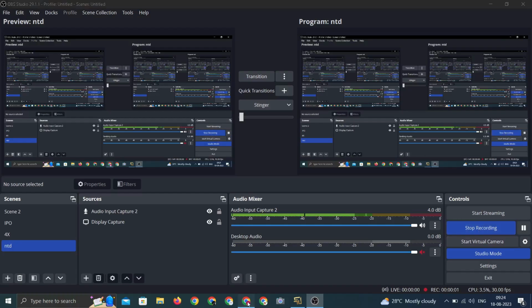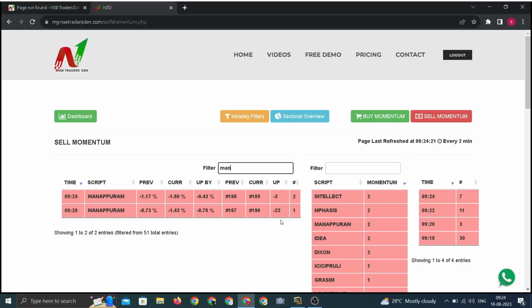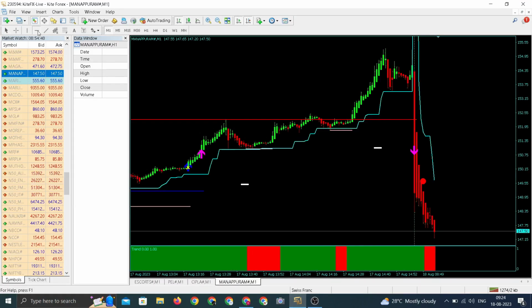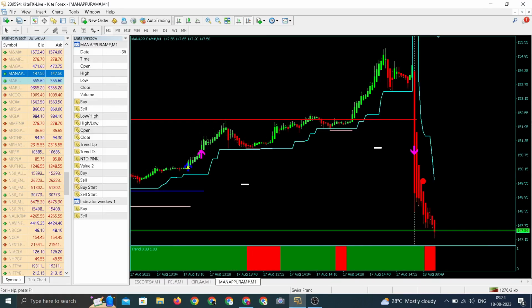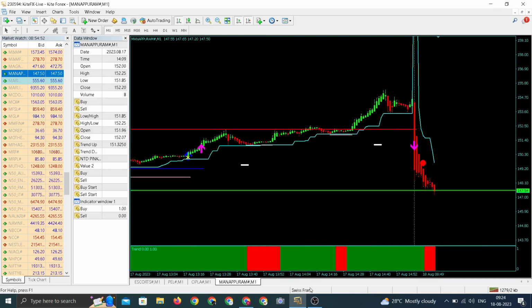There's a block formation in Manappuram. It's negative to negative, but if you check the current section, both the blocks are trending in bottom 12. Let us check the chart of Manappuram. Okay, so there's a downward arrow. Current running price will be entry price 147.54.